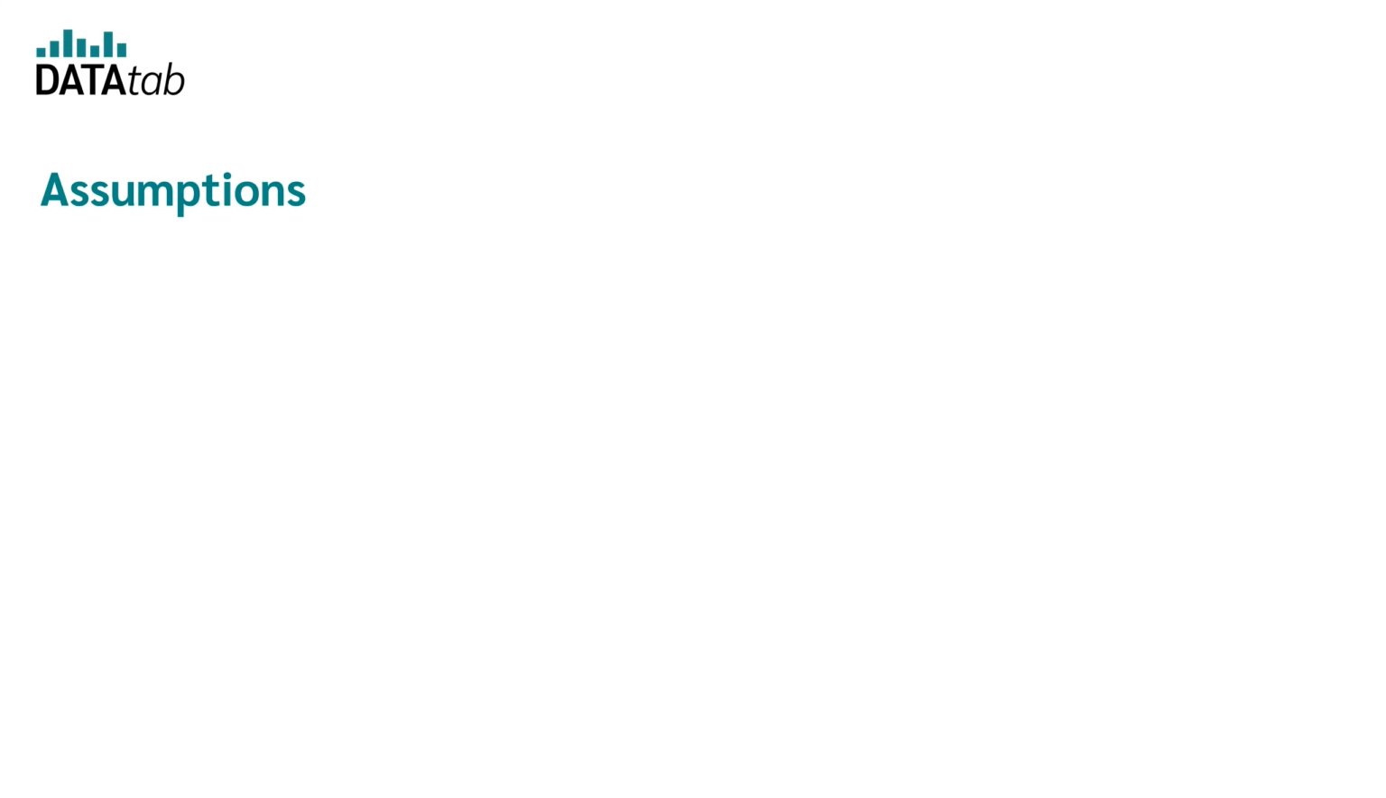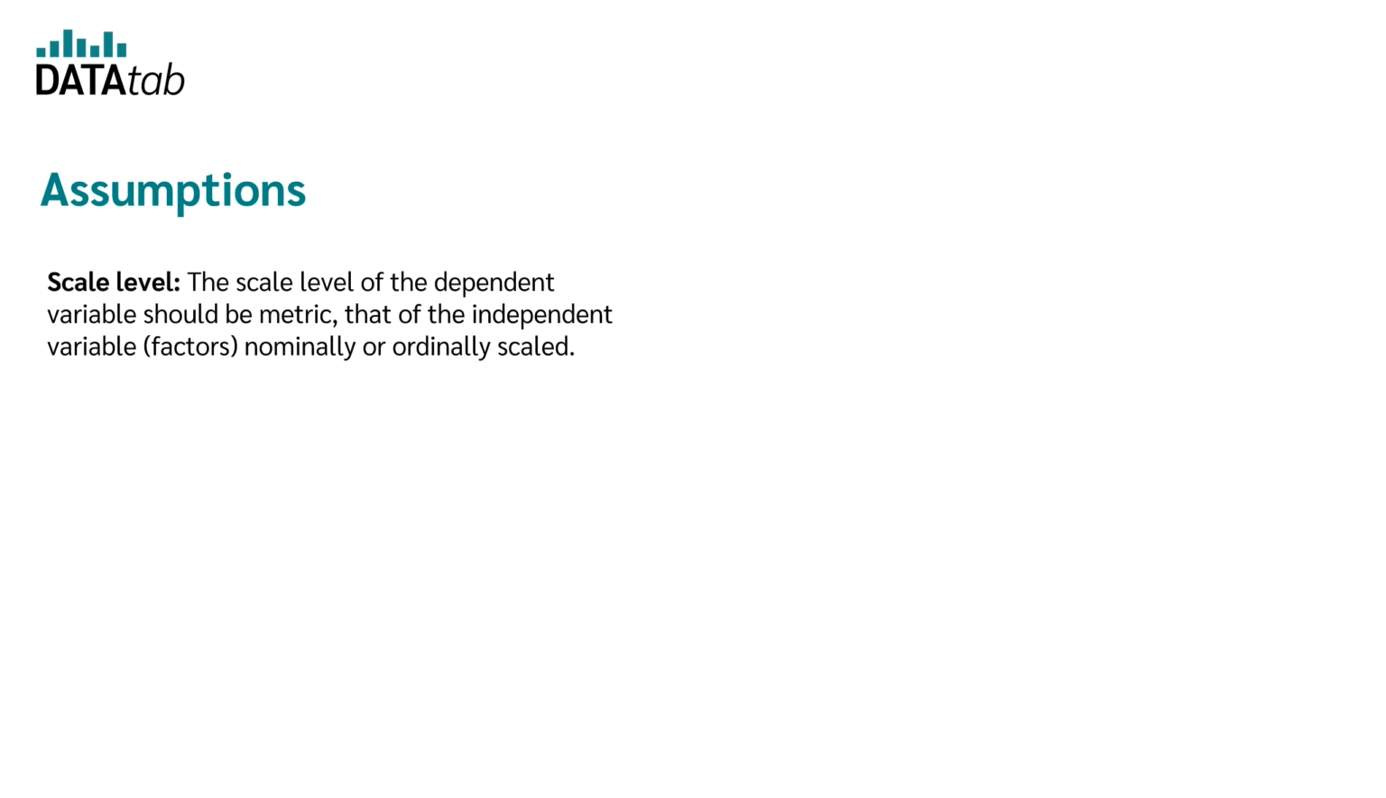And with that, we can now come to the assumptions. Let's first look at the scale level. The scale level of the dependent variable should be metric. That of the independent variable, the factors, should be nominal scale. So the dependent variable could be, for example, salary, blood pressure, and the study duration. These are all metric variables.